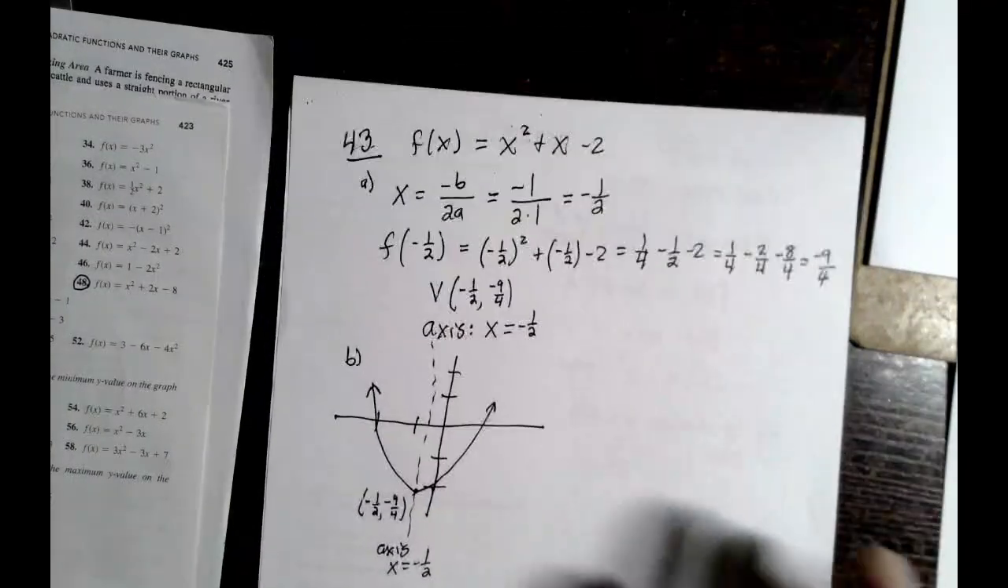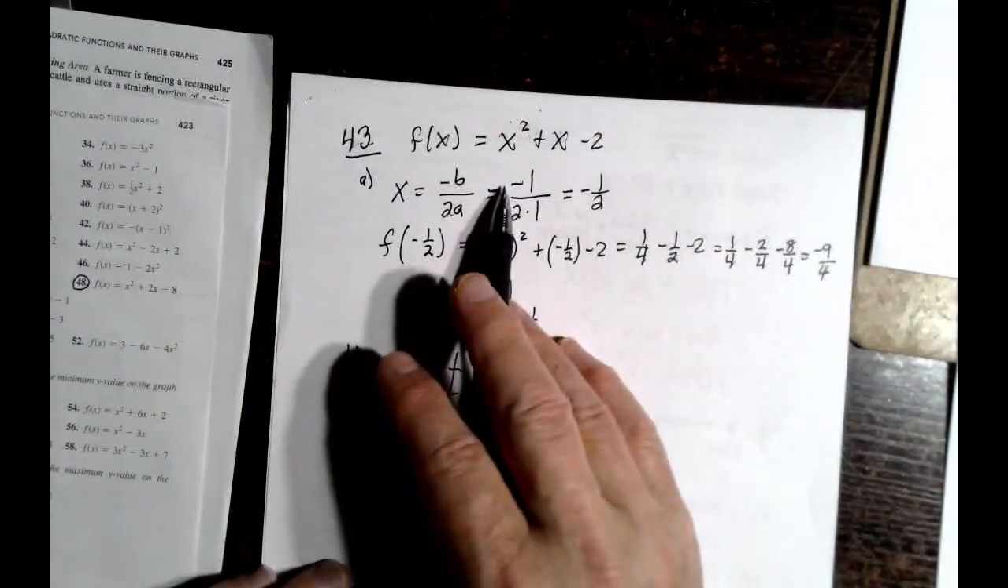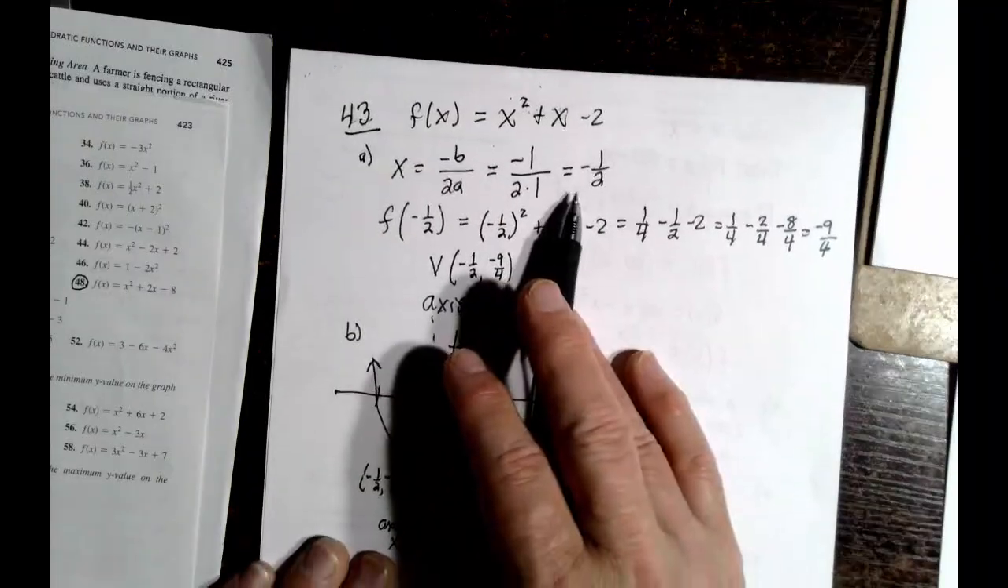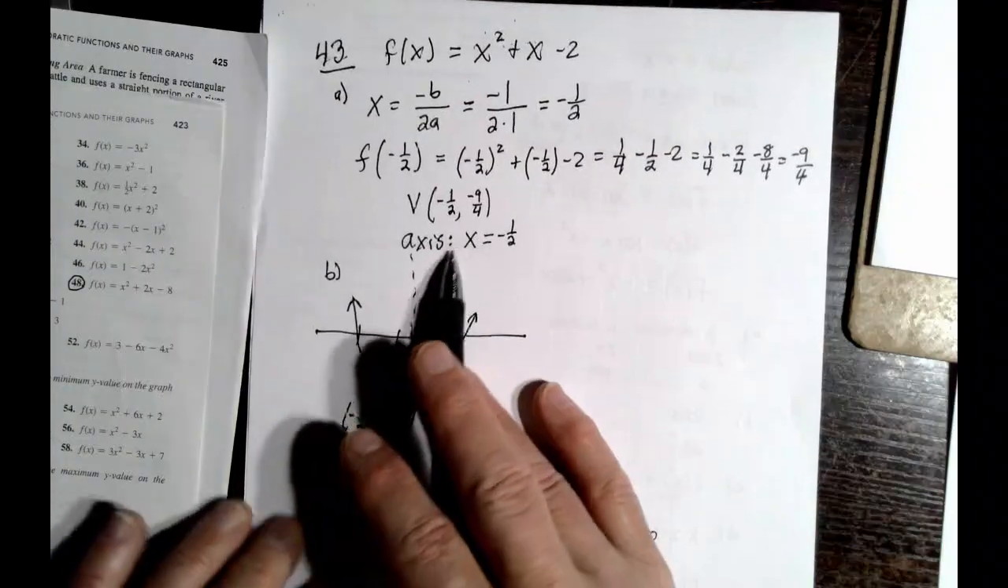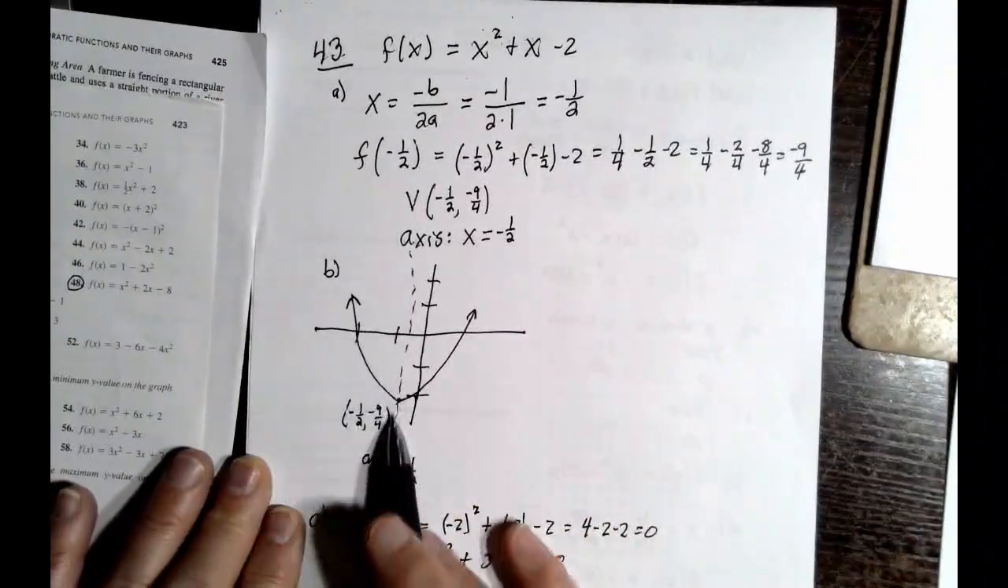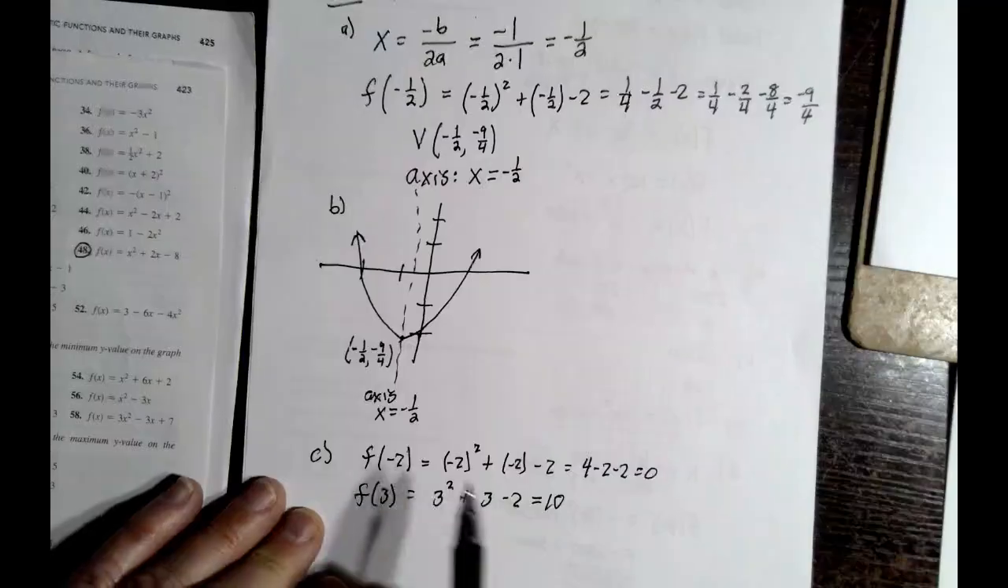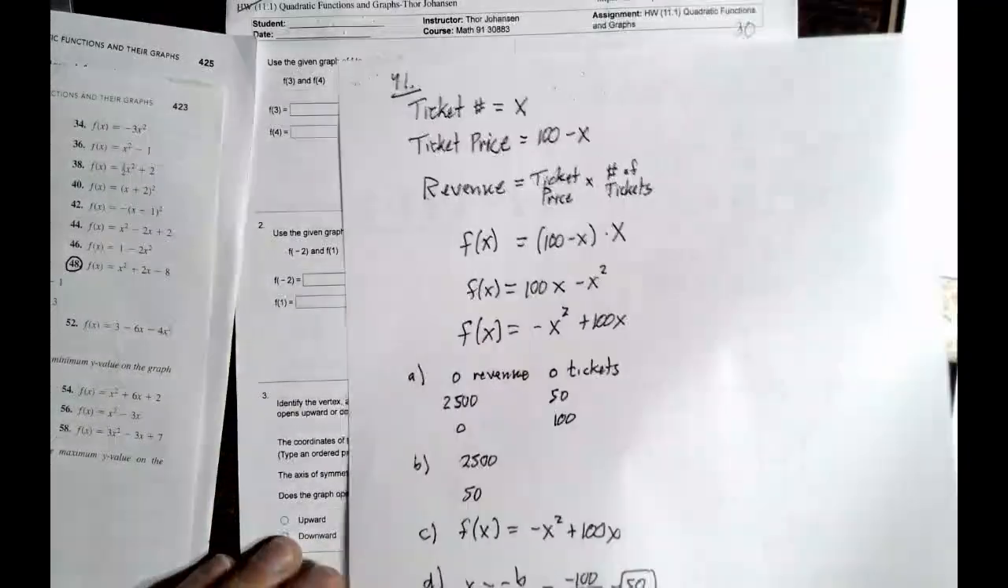43, same idea. There's your A, B, and your C. You can figure out your vertex, plug that in to figure out your y coordinate of your vertex, and your axis of symmetry is x equals the x coordinate. And they ask you to plug in minus 2 and positive 3.